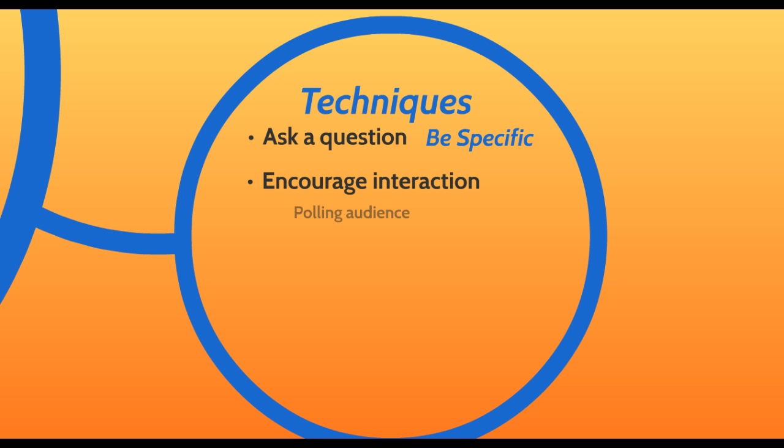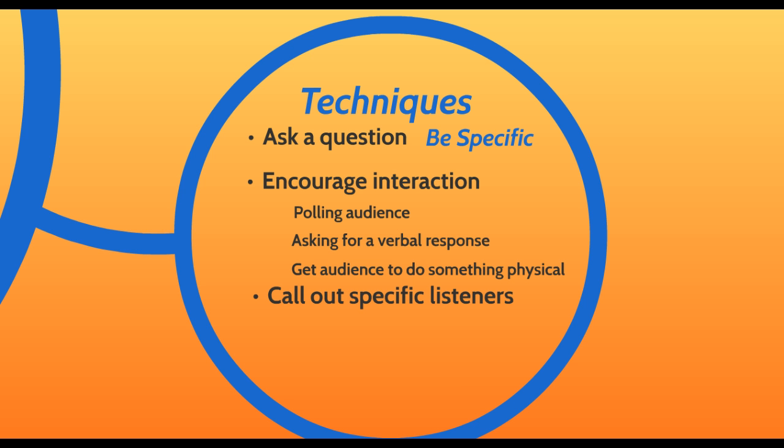Encouraging interaction. You can do that in a couple of ways. Poll the audience. So instead of maybe asking something of them, you can make them raise their hand so they don't have to call out something. Asking for a verbal response, so this is kind of similar to asking a question, and getting the audience to do something physical. I once had a student who did a speech on CrossFit, and he actually got the audience up to do something physical, like doing a CrossFit move, which was very effective.